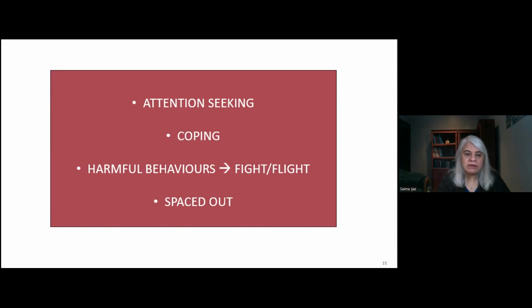Severe problem behaviors like elopement and aggression, in my opinion, are more like a cry for help when the child is having a panic attack. And spacing out or self-harm could be when the child is experiencing dissociation.